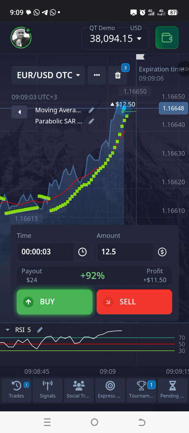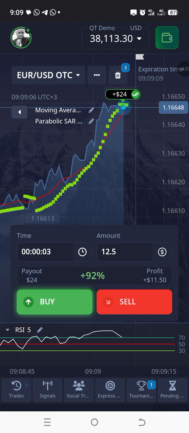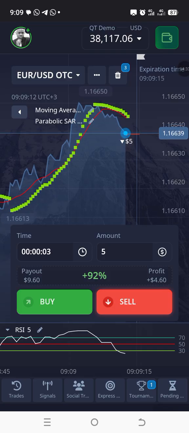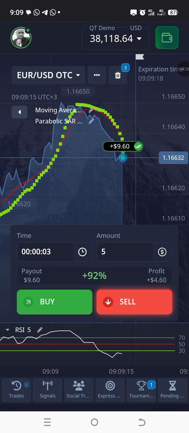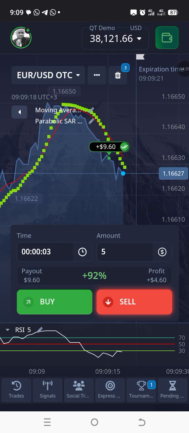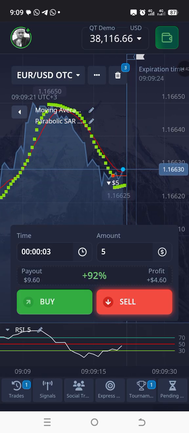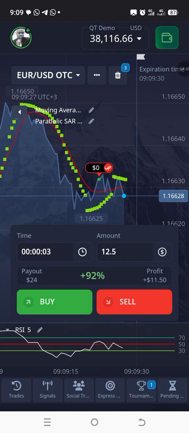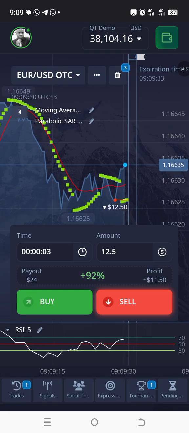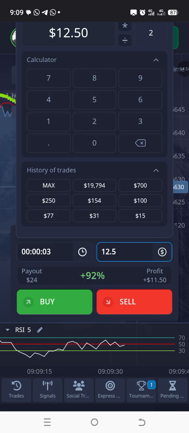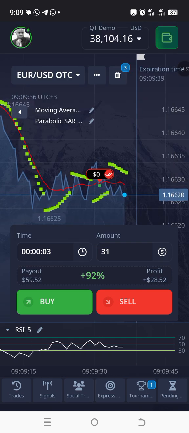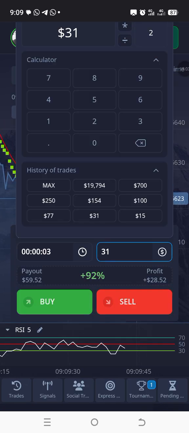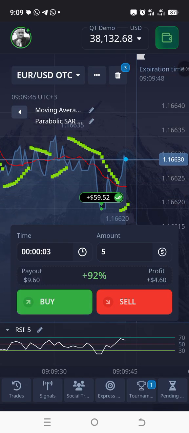Rather than placing a lot of stake, then you lose it at once. When you win, you go back to 5. Slow but sure. Your eyes should be on parabolic SAR, just like that. It's still going down. You lose, double it, 12.5. So when you lose, you don't get emotions, you don't worry. You see? Because you already have enough capital to protect you.